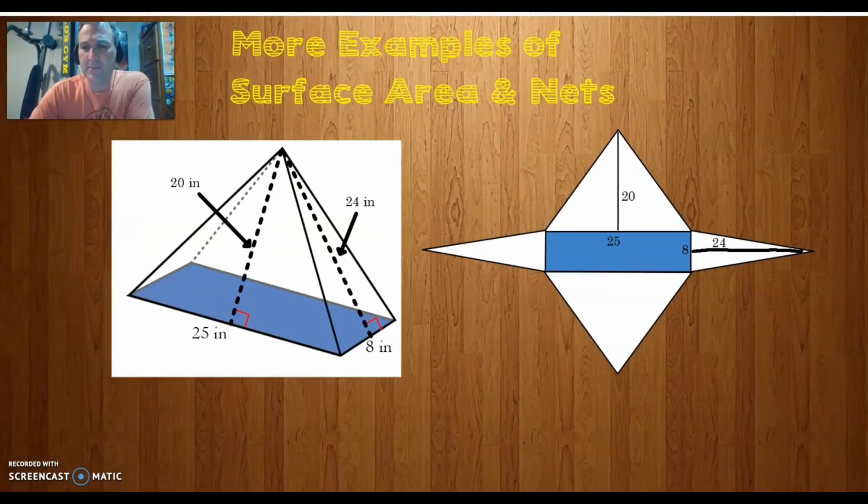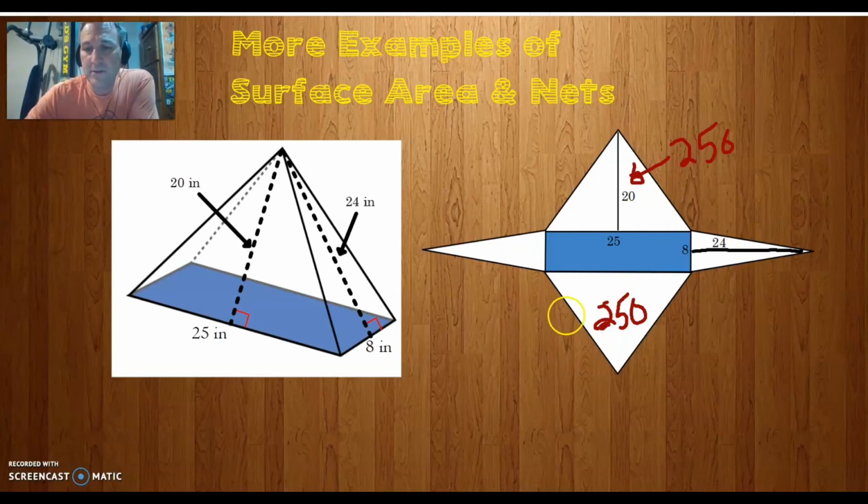So back to the pen, I'm going to switch to like a maroon here. So let's do the top triangle and the bottom triangle. The base is 25, the height is 20, so I need to take 20 times 25. 25 times 2 is 50, so 25 times 20 is 500. Divided by 2 is 250. So this triangle right here, 250. And this triangle will be 250.